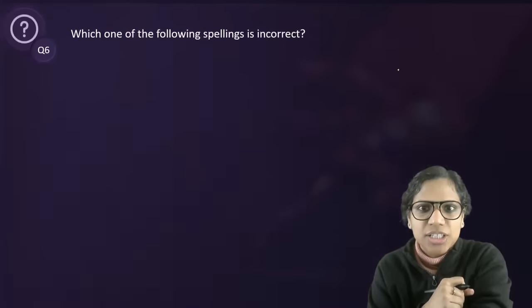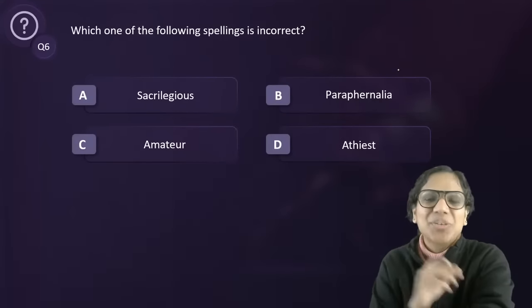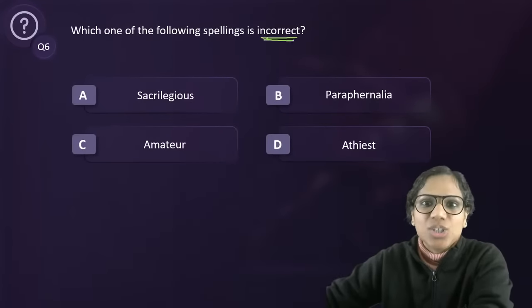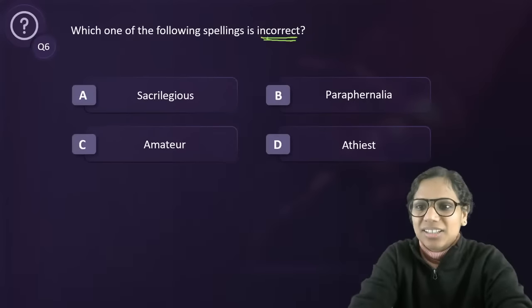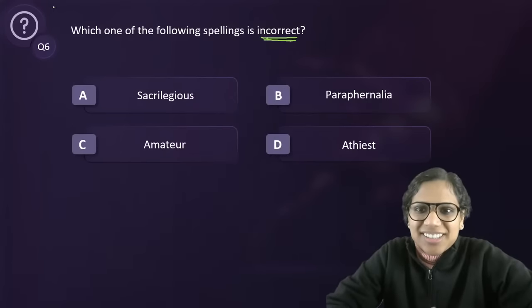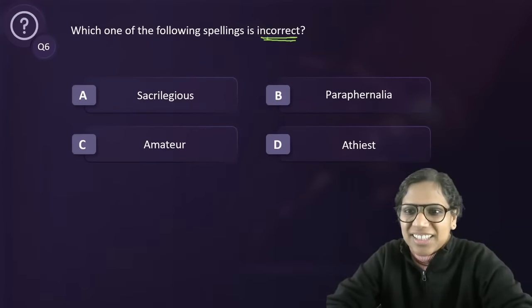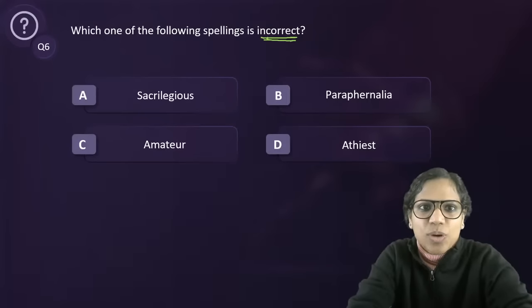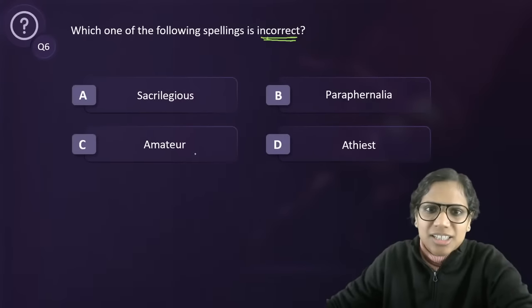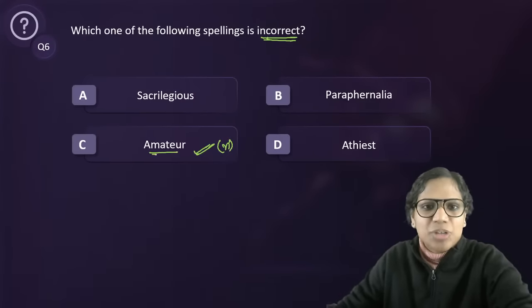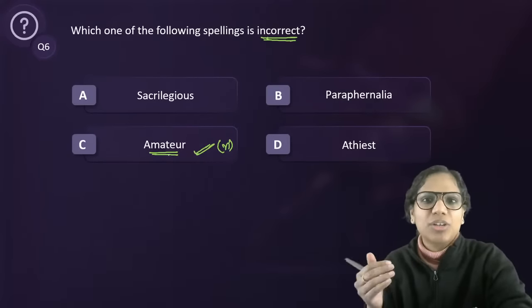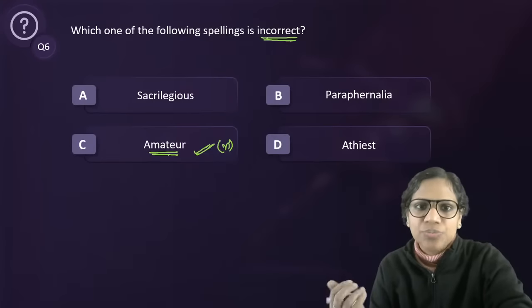All right. Oh, there's one more question. Question 6. What is incorrect? See, reading the instructions is very important. Reading the instructions carefully, clearly, very, very important. So, I am pretty sure that one of them, amateur, is correct. Pretty sure about it. Amateur, someone who's just dabbling into something as a hobby, is not really an expert at it. That person is an amateur.